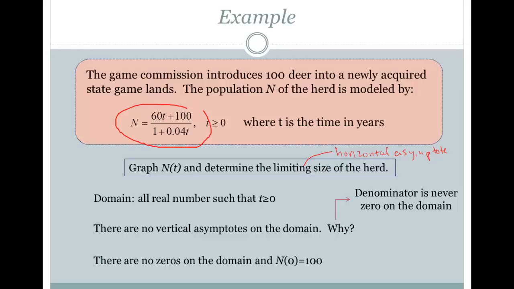There are no zeros on the domain. Okay? And the reason is, on our domain, if I wanted to solve for the zeros, I would look at when the numerator is 0. If I look at 60t plus 100 equal to 0, that would be 60t equals negative 100, or t is equal to negative 100 over 60. Well, my domain is t greater than or equal to 0. Obviously, that's not in my domain. And to get my y-intercept, I would have N at 0 is 100, and that's the information that I'm given right there. I could also plug in 0 right there and get 100.